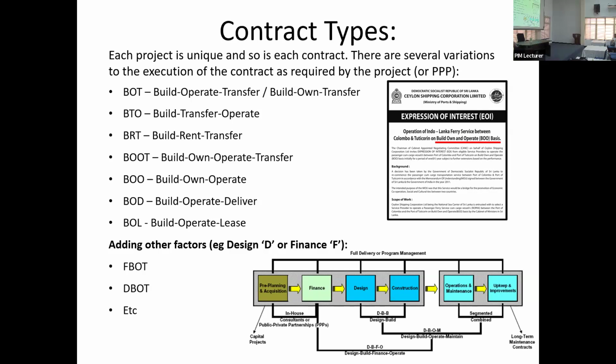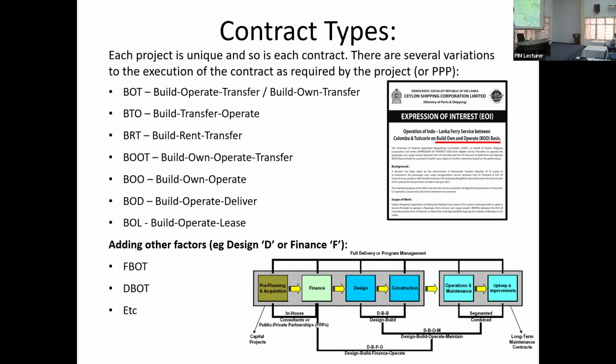Then on top of that, they add other factors, and the F is finance. So if they say FBOT, finance, you have to finance it yourself, 100%. Or if they say DFBOT, you do your own design as well. We don't care. You finance it, you build it, you operate it, but give it back to me. So these different variations are there when you are contracting with the government.